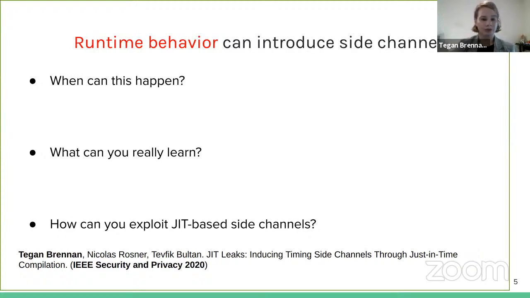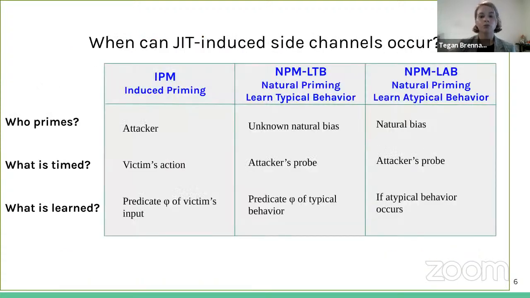In some of my previous work, I have worked towards understanding 3 key aspects of JIT-induced side channels: when they can arise, what types of information we can actually learn from them, and how an attacker could effectively go about exploiting JIT-based side channels. To address the first question of when JIT-based side channels might occur, I've introduced 3 different attack models that categorize scenarios where they might arise.